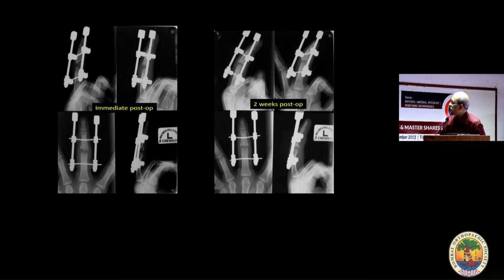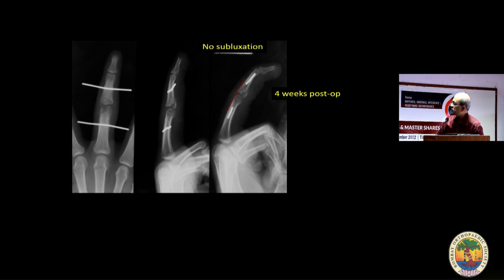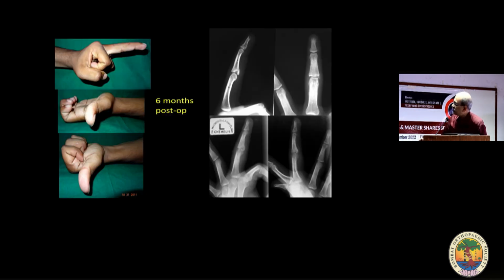So this is the immediate postoperative X-ray. You can see that this fracture has got pulled out here. That is 2 weeks post-op. At 4 weeks, you remove the fixator, you don't remove the K-wires, and take a lateral view. In the lateral view, if you see there is no subluxation, you can remove the fixator and start movements.